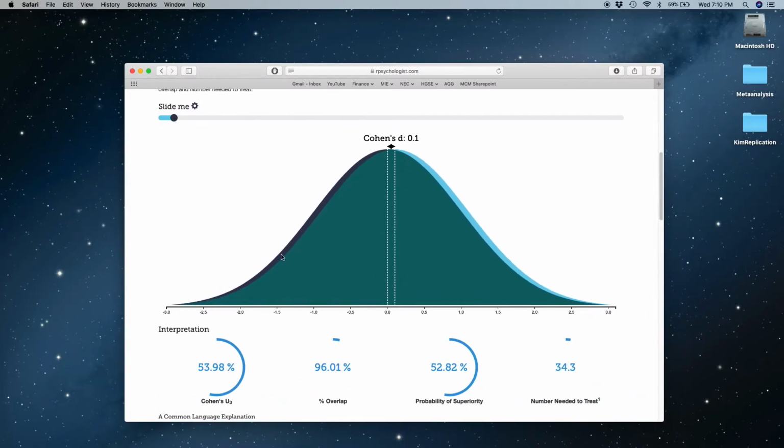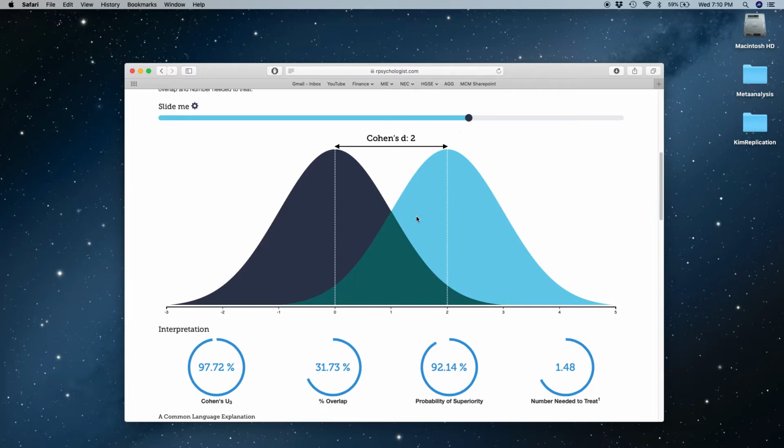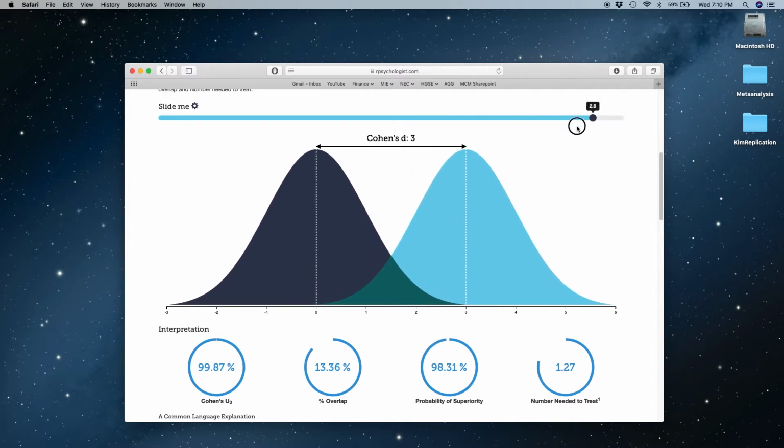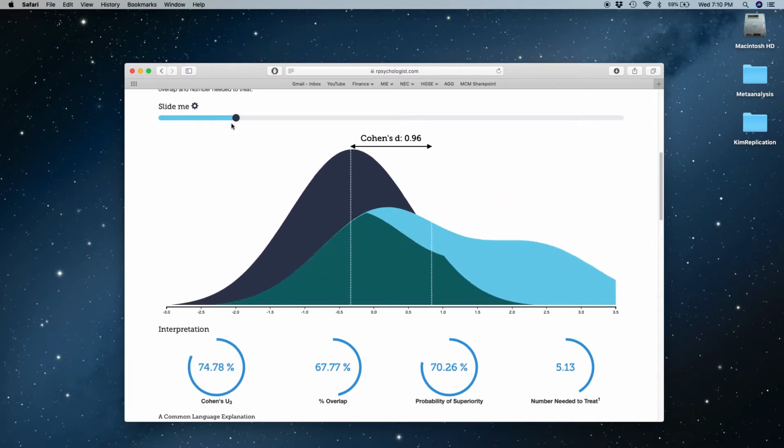So if you have a Cohen's D of 0.1, you have 96% overlap. Whereas if you have a really gigantic Cohen's D of 2, which is extremely rare in education at least, if you randomly pick someone from the treatment group, there's a 92% chance that they would score higher than the control group. So I encourage you to play around with this, and you can get a more intuitive sense of what Cohen's D means.